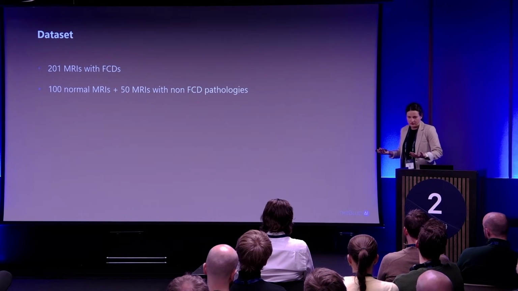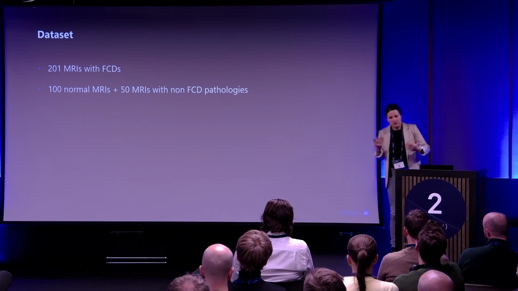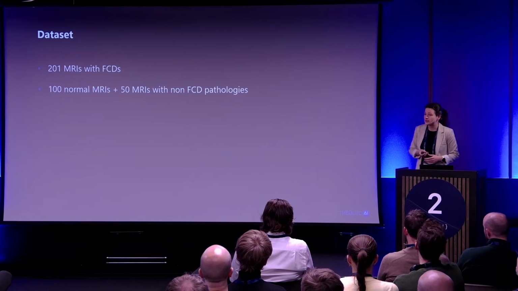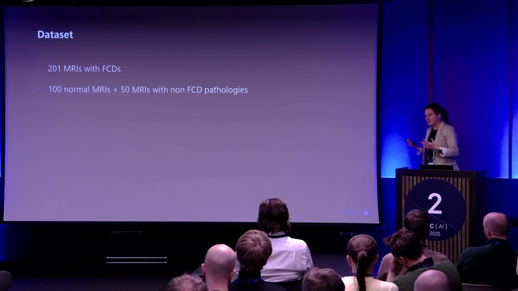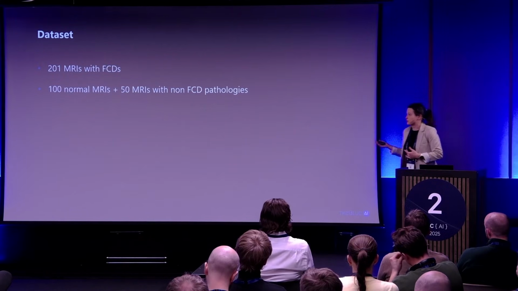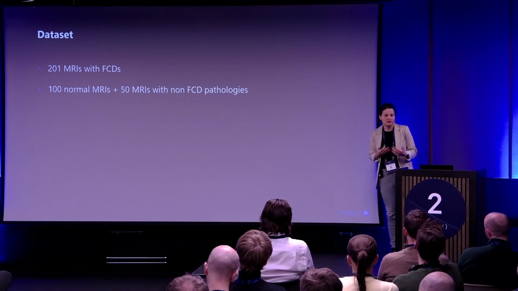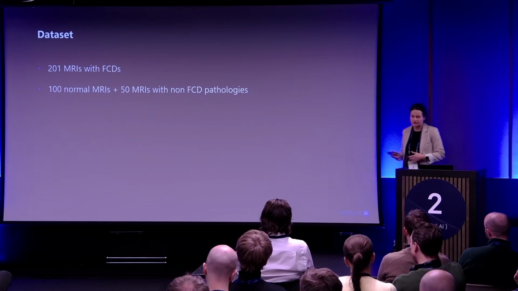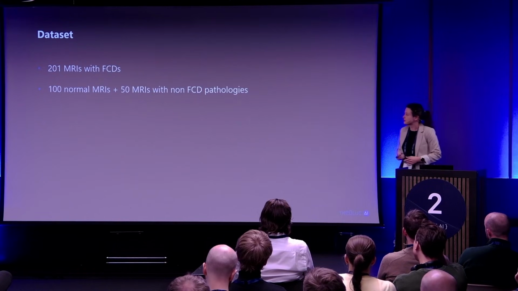But we didn't want to recognize FCDs knowing that there are some. We wanted to discriminate and recognize which patient has it and which does not. So that's why we also added 100 normal MRIs. And as life is not perfect, there can also be different pathologies in the brain. We didn't want our model to react to any abnormality in the data, so we also gave it brain tumors and different pathologies as well.